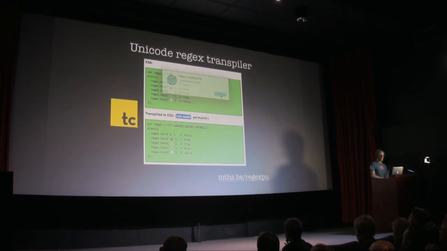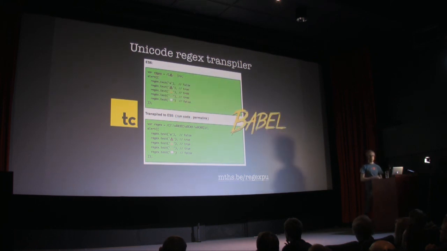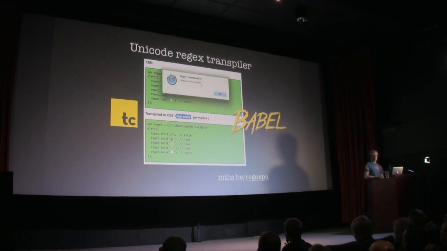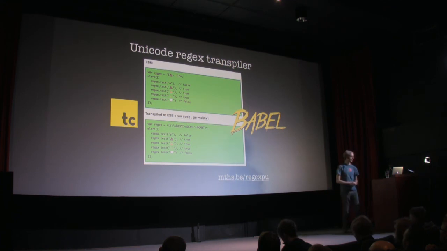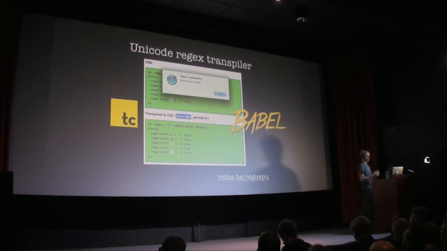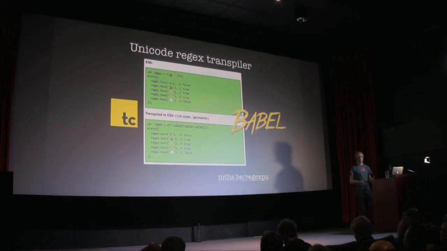And regexpu is also part of Traceur. So if you're already transpiling your code using Traceur, or even using Babel, or 6to5 as it used to be called, well, good news, because then you can already start using these regular expressions with the U flag. It will automatically be transpiled into equivalent ECMAScript 5 code. So you can start using all these things today.